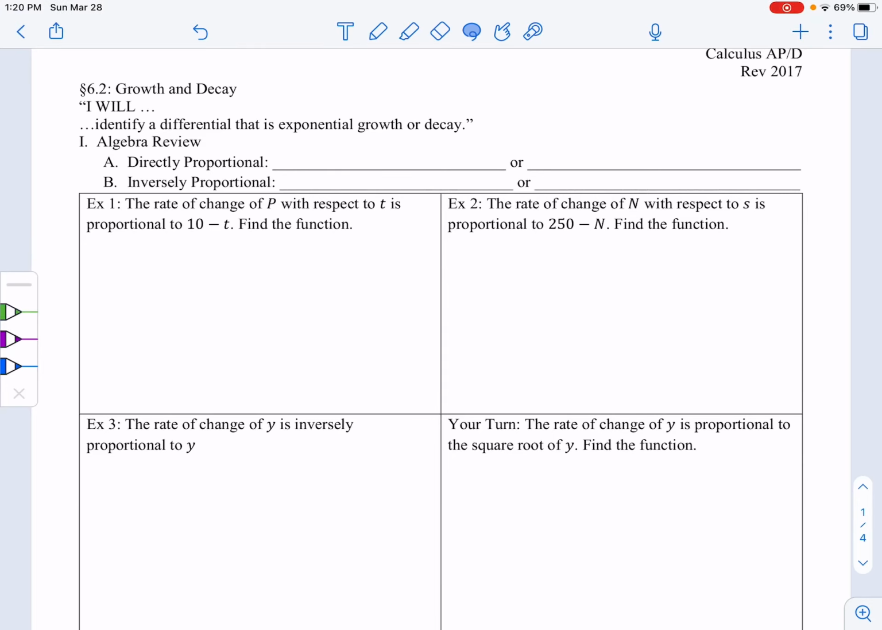Today's lesson is more application of integration. Today we're going to do growth and decay problems. You did these in Algebra 2. You did them in pre-cal. Now in calculus you get to do them using calculus.